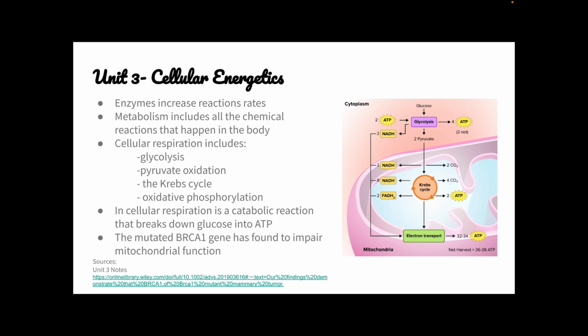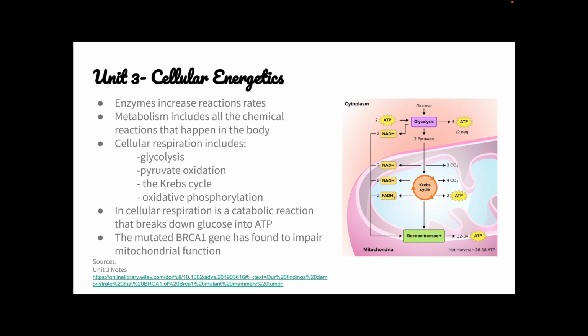where pyruvate enters the mitochondria and some CO2 comes off. Then we have the Krebs cycle, which basically takes a lot of CO2 off of the pyruvate to reduce NAD plus to create NADH and FADH, which will go to the electron transport chain and provide the electrons that allow for the flow of electrons to help pump hydrogen into the intermembrane space of the mitochondria in order for hydrogens to flow down ATP synthase back into the matrix so that ATP can be produced for the body.